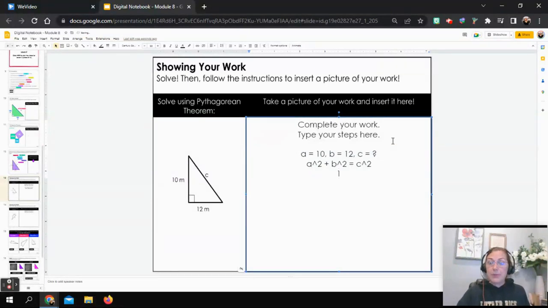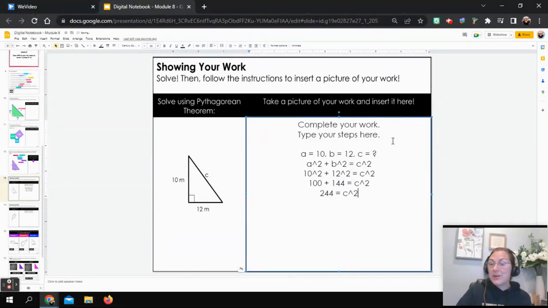In place of A, I'll put 10. So 10 to the second plus B is 12 to the second. And that gives me equals C to the second. Now, 10 to the second, you can do in a calculator, 10 times 10, which is 100. 12 to the second, 12 times 12, 144. And that gives me C to the second. If we add those together, 100 plus 144 is 244.